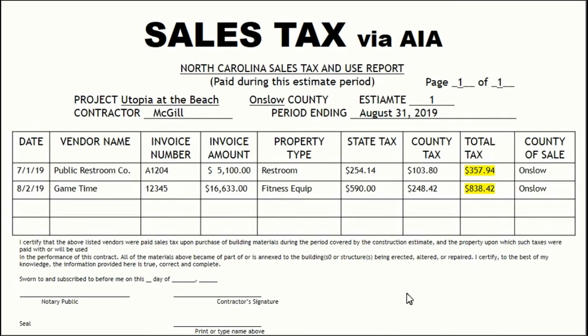Now with AIAs, usually you'll receive a sales tax and use report, and your contractor should be able to tell you which scope item each item listed on that report applied to. Now in this case, it's fairly simple because the vendor name and the description is provided, which made it pretty simple to figure out which scope element they would be applied to. That's not always the case, so you may have to ask your contractor.